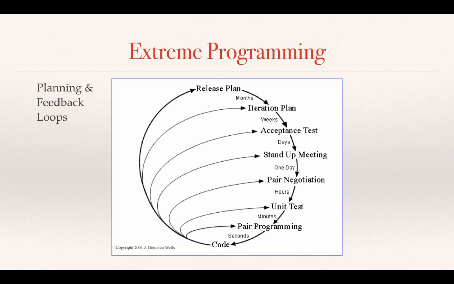I'll leave you with this image from the Extreme Programming website. This is a clever depiction of the times that various activities will take in extreme programming. Pair programming is something that's more or less continuous. Unit testing is conducted every few minutes. Pair negotiation might happen when the two programmers have different ideas on how to proceed with a design issue. Stand-up meetings occur every day. Acceptance tests take place every few days. An iteration plan occurs every few weeks, and a release plan might occur every few months.